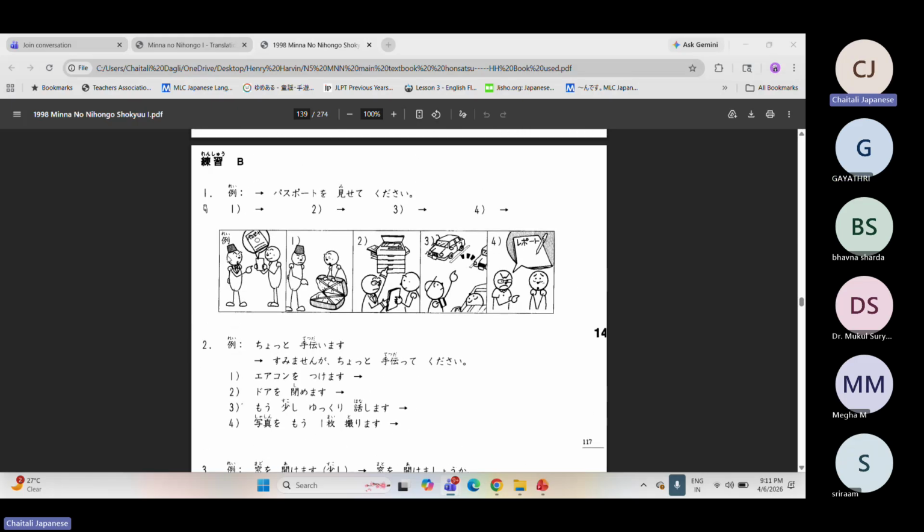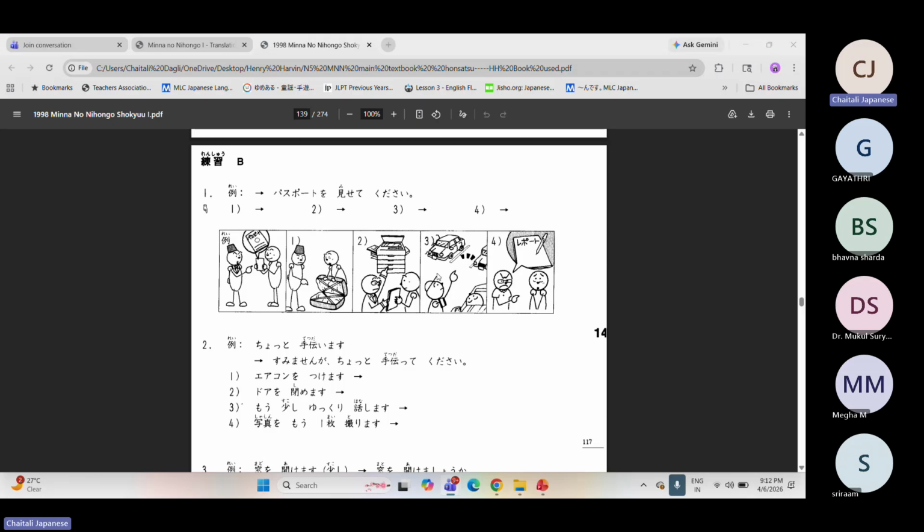Okay. Let us start with the first one, everyone. Passport o misete kudasai. So please show the passport. First is open your bag. To open will be akemas, so akete. So nimotsu o akete kudasai. Open your bag, please. Or open your luggage, please.